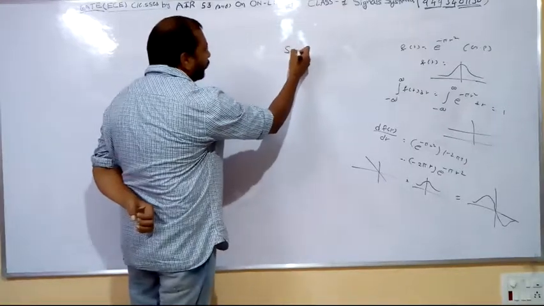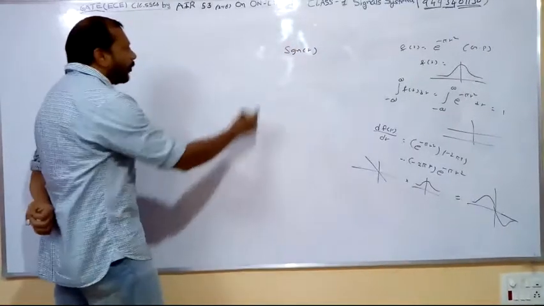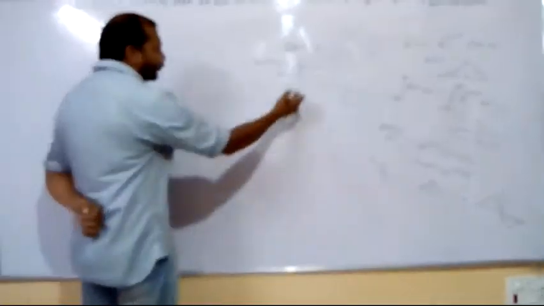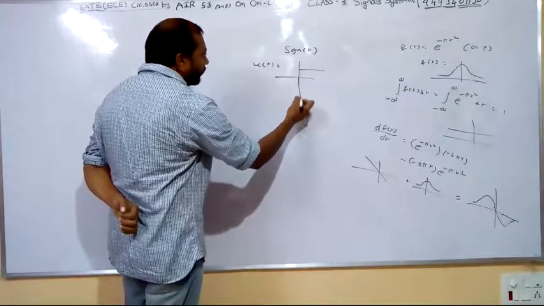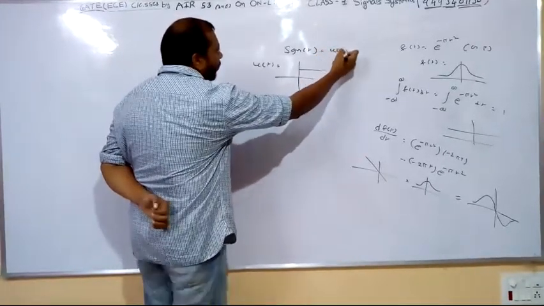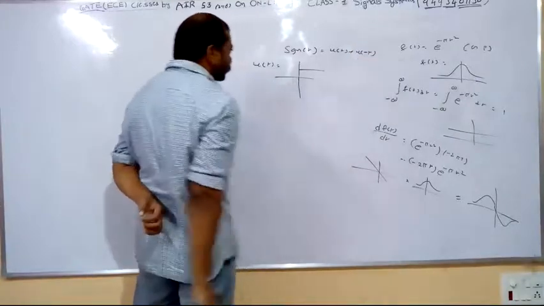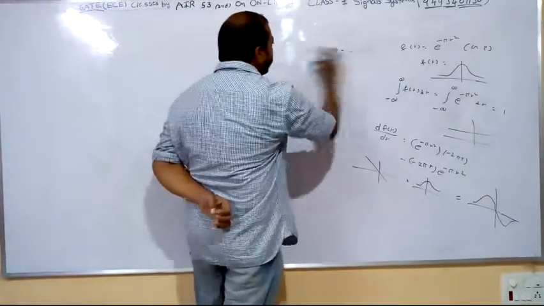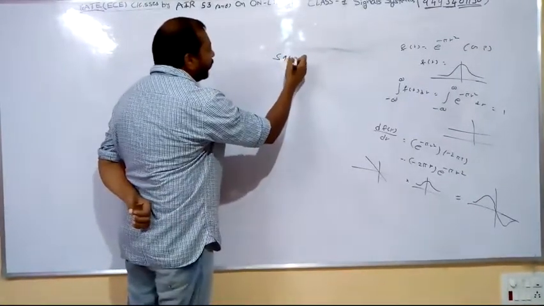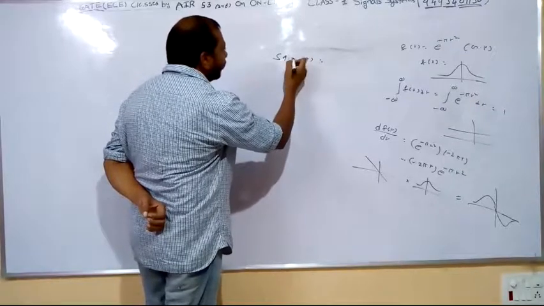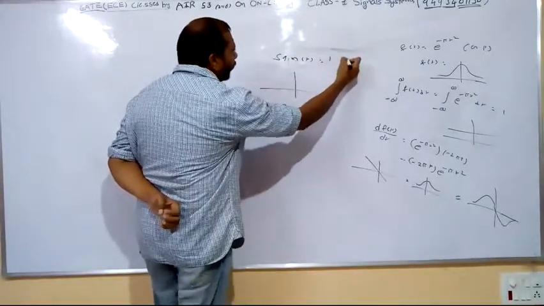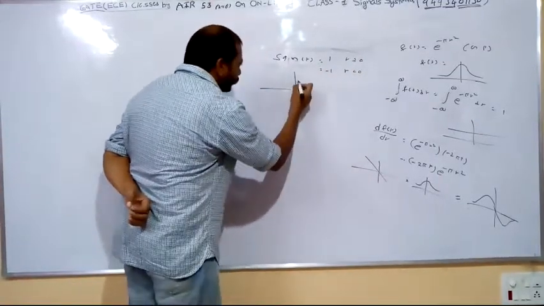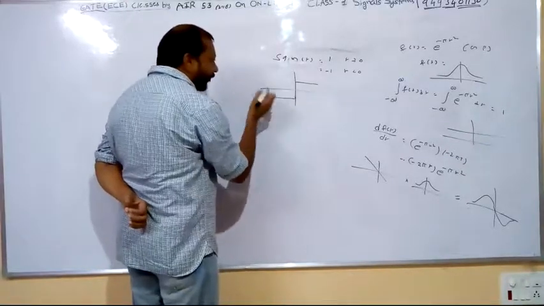The signal is the signum of t. One more signal is the signum of t. As you know, u of t is the unit step signal. The signum of t is equal to u of t plus u of minus t. We can represent it like that. Signum of t is equal to 1 for t greater than or equal to 0, and equal to minus 1 for t less than 0.